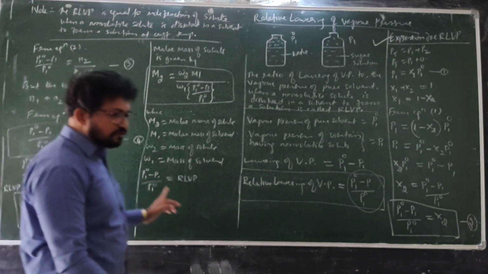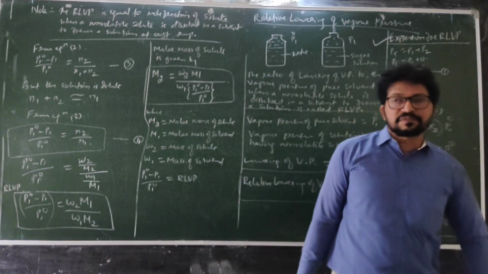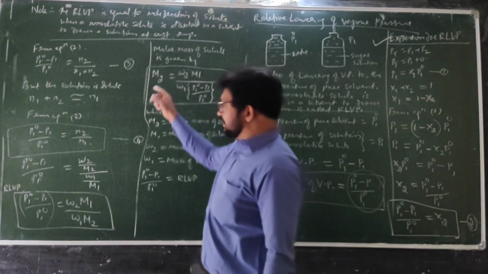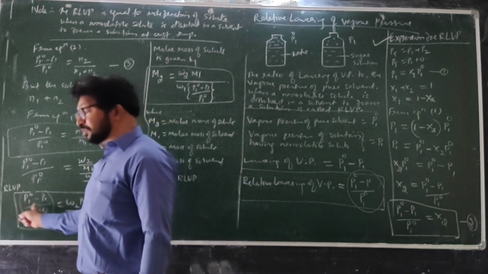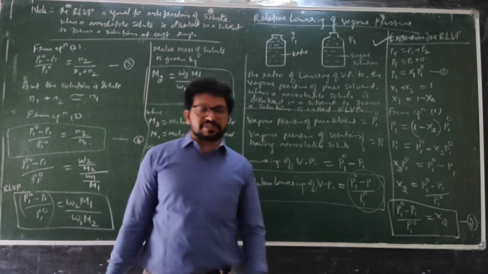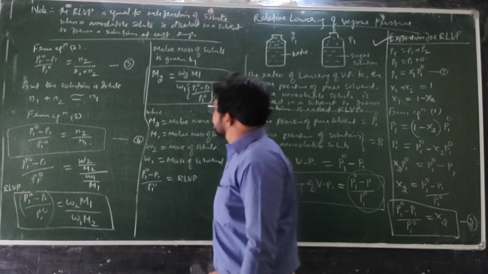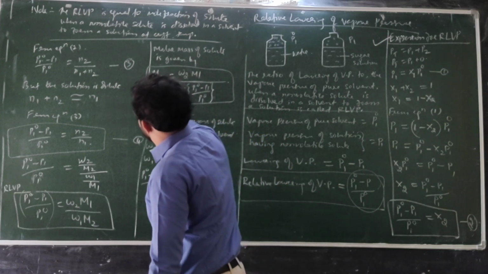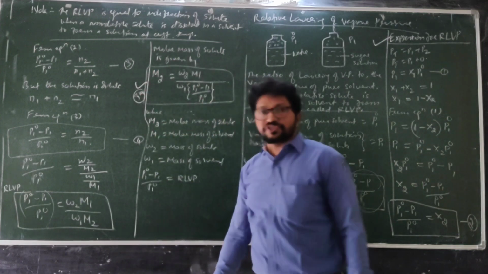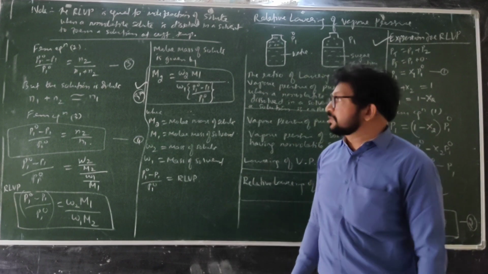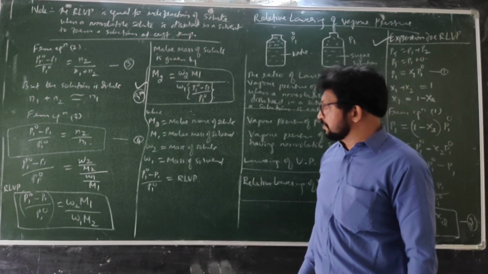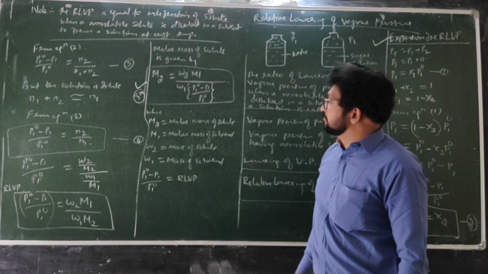So if relative lowering of vapor pressure is known, molar mass can be calculated, and if molar mass is known, relative lowering of vapor pressure can be calculated. Three-mark problems are going to be asked from this equation. Now one more thing. In this equation I will show you why it is a colligative property.